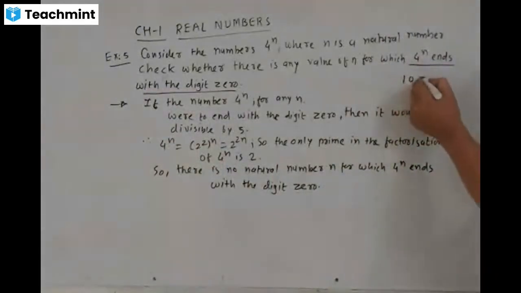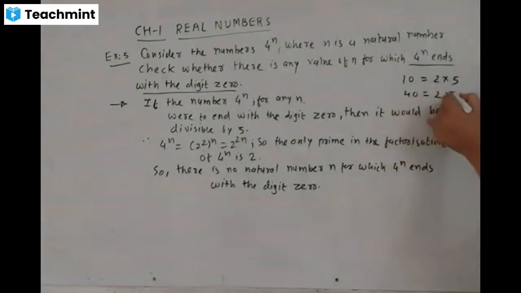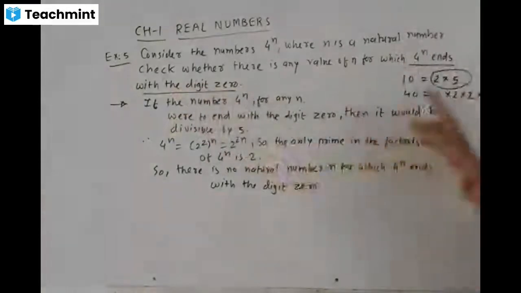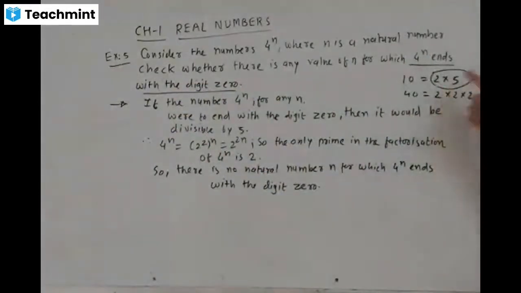सपोज द नंबर इज 10. व्हाट इज द प्राइम फैक्टर ऑफ 10? 2 into 5. Suppose the number is 40, तो 2 into 2 into 2 into 5. तो कंपलसरी एक फैक्टर क्या होगा? 2 और वन ऑफ द फैक्टर इज 5. दोनों होने चाहिए कंपलसरी. Prime factor of 10 is 2 and 5. If the number ends with the digit 0, the prime factorization of the number has both 2 and 5.